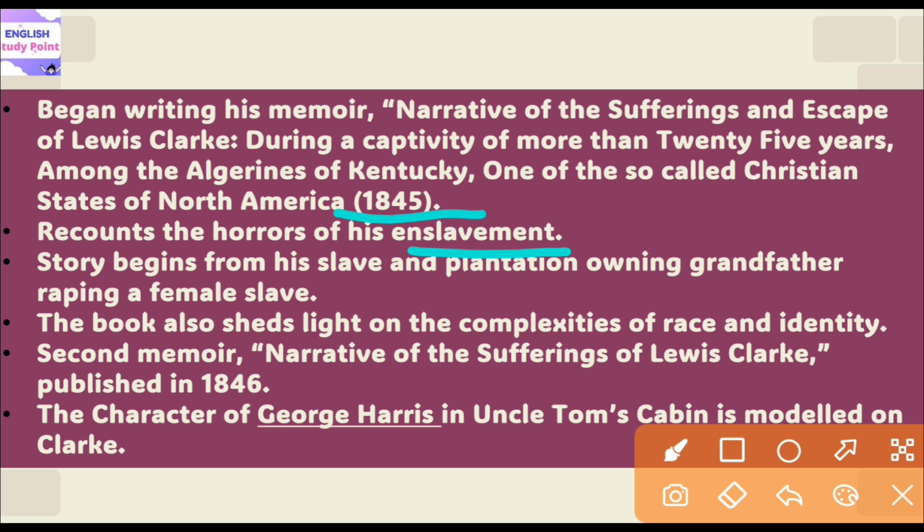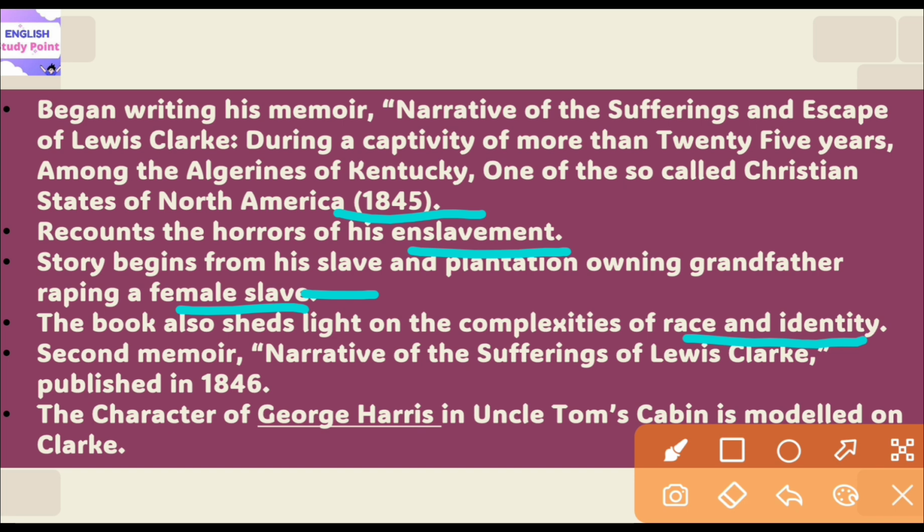The story begins from his slave and plantation owning grandfather raping a female slave. And this work also tells of the separation of families and the constant threat of physical punishment. The book also sheds light on the complexities of race and identity. So, Clark in this work also tries to grapple with his mixed race heritage and tries to find his place in society as a free man.